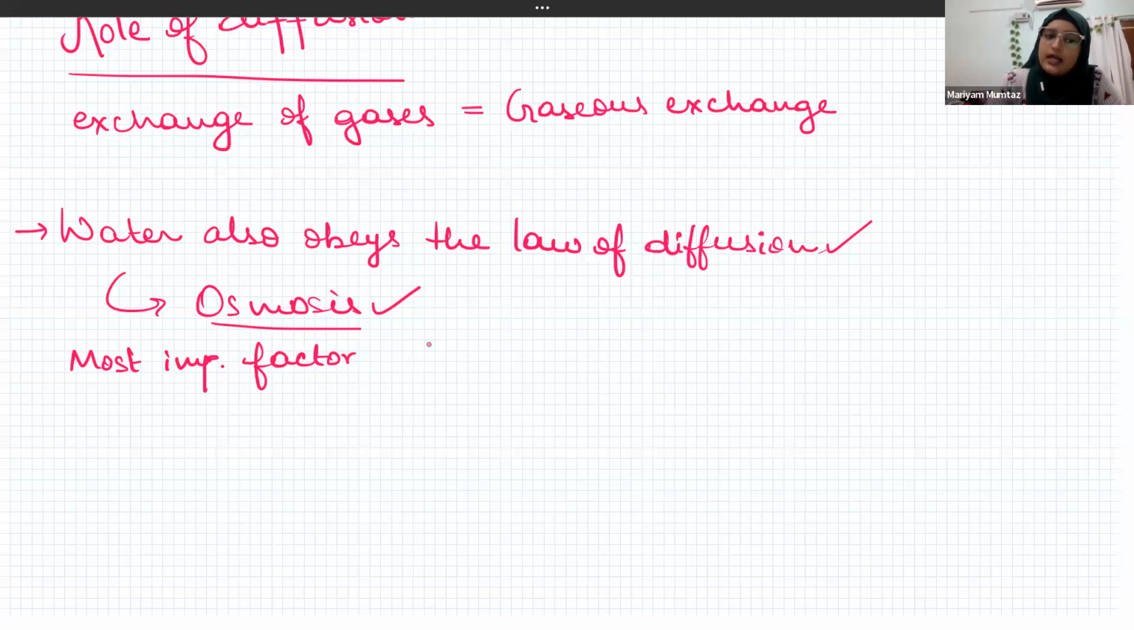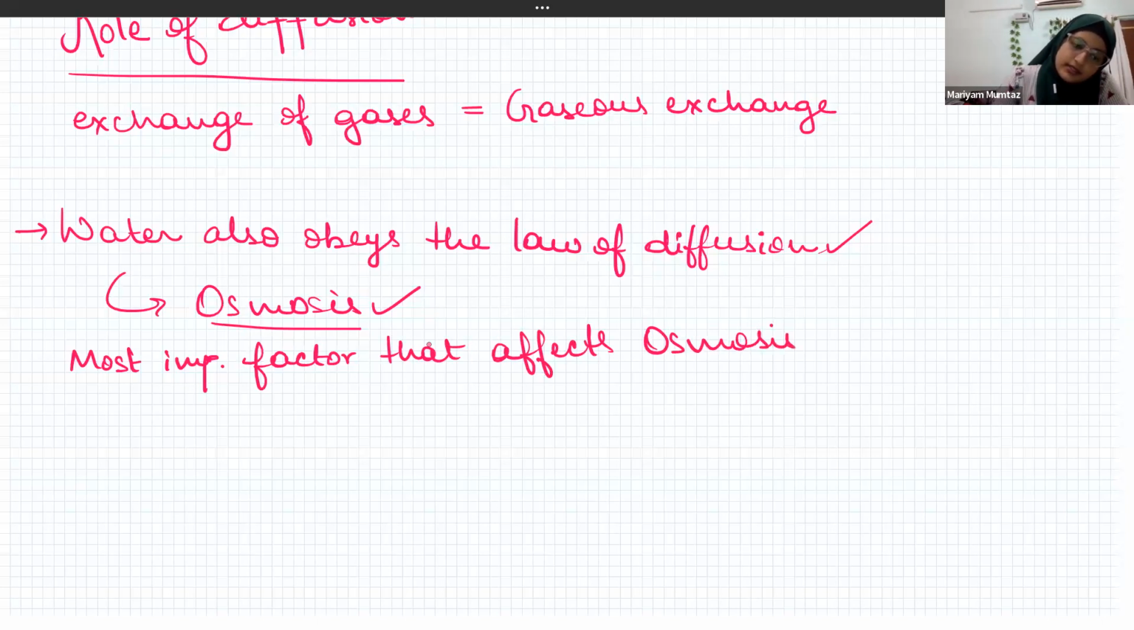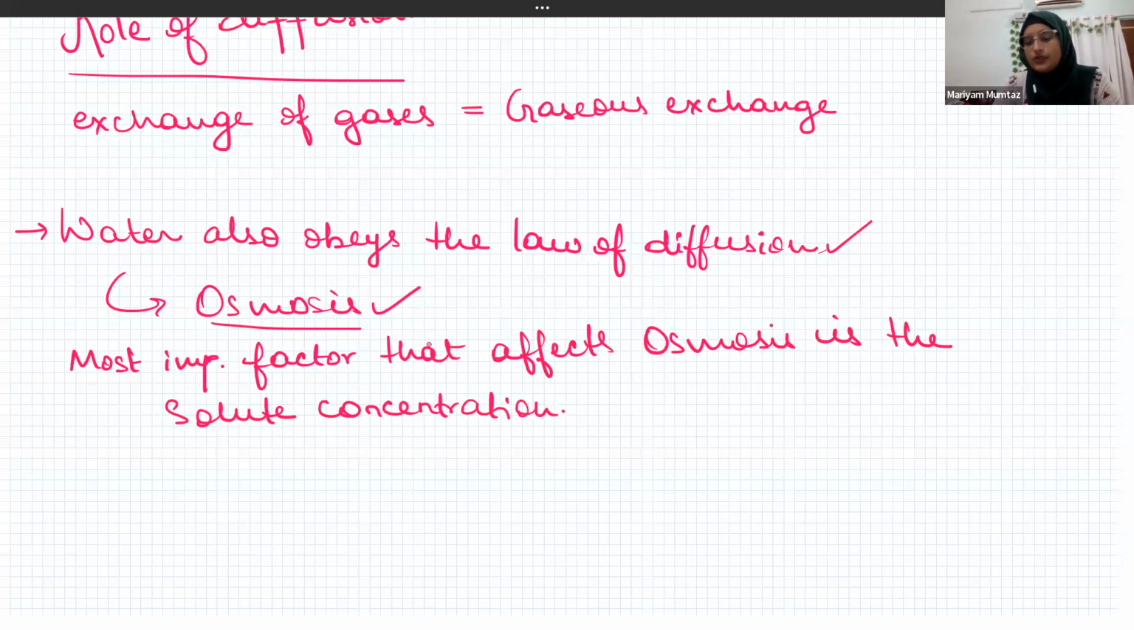Yes, ma'am. I was talking about the most important factor that affects osmosis, which is the solute concentration. Now, do you understand the meaning of solute? What is solute? The thing which will dissolve in the solvent.